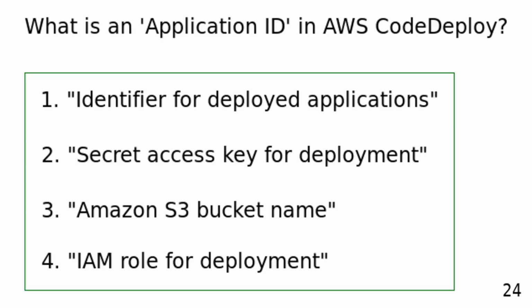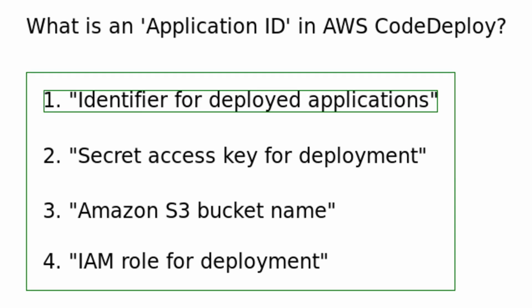What is an application ID in AWS CodeDeploy? Identifier for deployed applications. Secret access key for deployment. Amazon S3 bucket name. IAM role for deployment. An application ID in AWS CodeDeploy serves as an identifier for deployed applications.